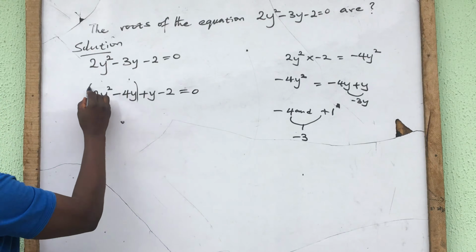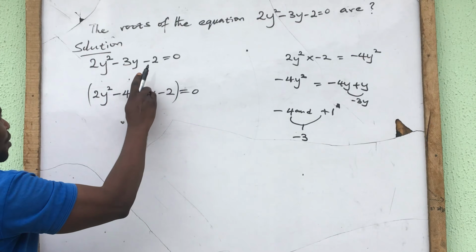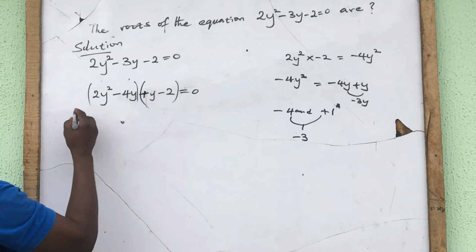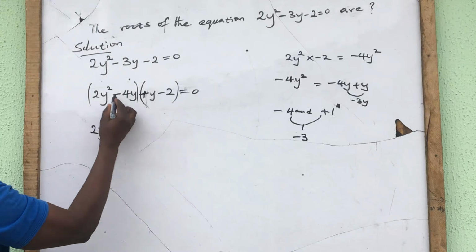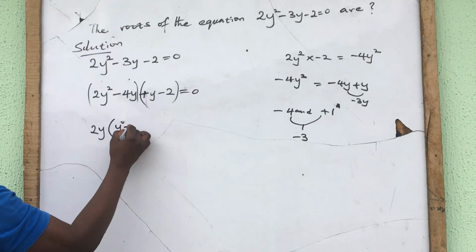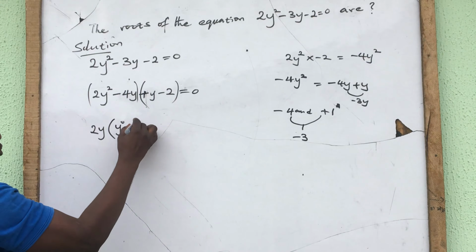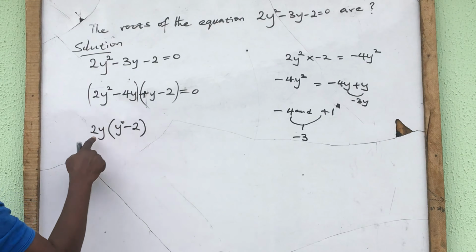Now very easy. I can easily try to factor out. Let me factor this out. So this is 2y here, then what remains here is y, then minus 2, because 2 in 4, you have 2, and y in y, 1.